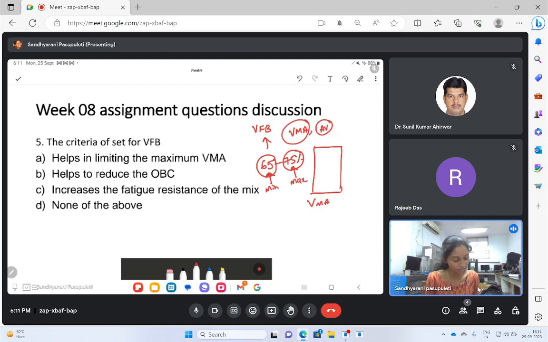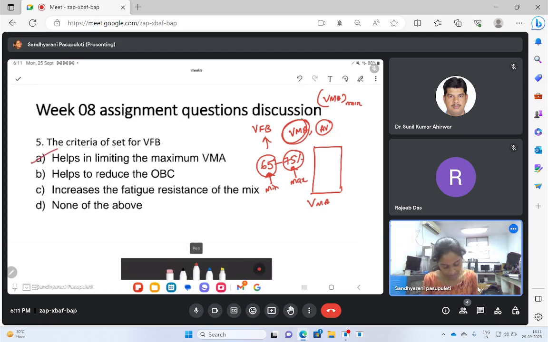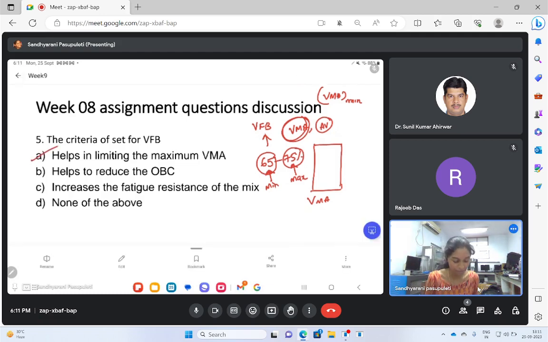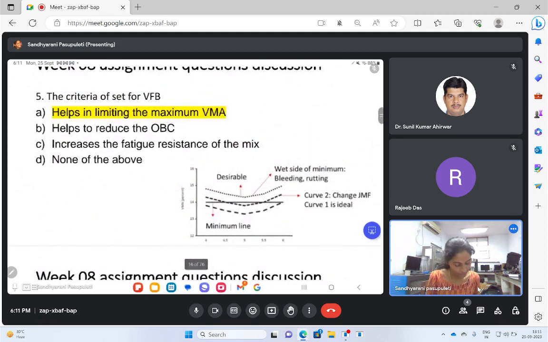In addition to this, it also helps us maintain the maximum limit for the VMA, because in the codal specification only the VMA minimum is specified. They have not mentioned the maximum limit for VMA. By limiting the voids filled with bitumen, we can indirectly limit the maximum VMA also. So if we see the options, option A says it helps in limiting the maximum VMA value. We can see the curve here. So we always prefer VMA minimum on the dry side.